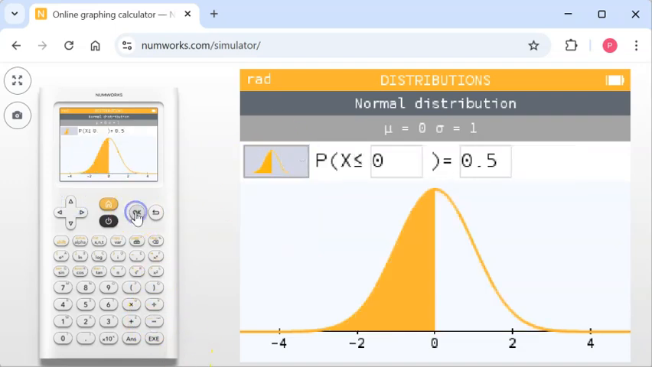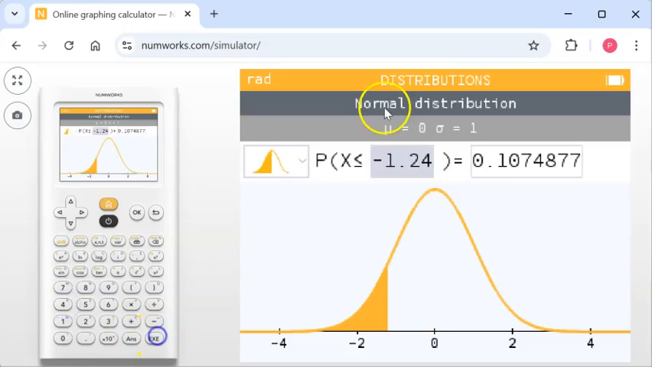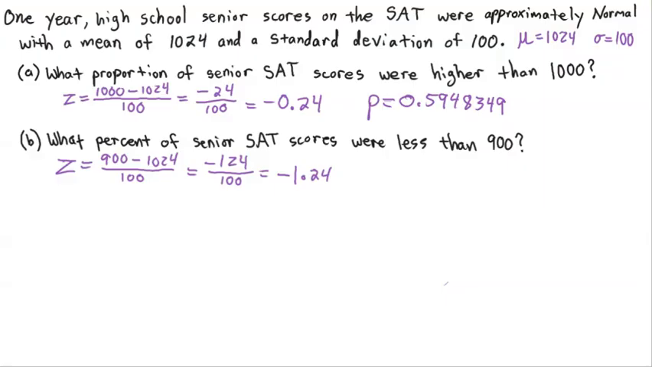and hit OK. Now we're going to move over, and we're going to put in a z-score of negative 1.24 and press enter. And our proportion is right here. It's 0.107874877. I'm going to cut off right here. I'm going to do 0.107, and the 8 is going to make the 4 a 5. So it's going to be 0.1075.